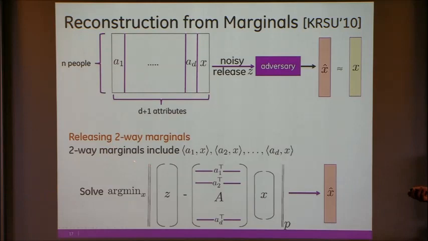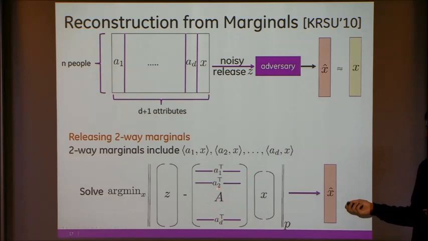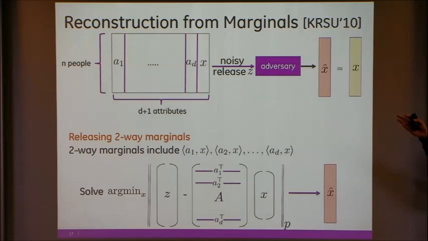Let's say you release all these two-way marginals, so all the two-way marginals between X and the columns A1 to AD, and you get all these results. Now the attack is fairly simple. You just stack all your A's along the rows of the matrix: A1 transpose, A2 transpose, and AD transpose. So you're basically transposing and multiplying them. Now AX is the same as these results. Notice that A is public information because we assume A1 to AD is known.